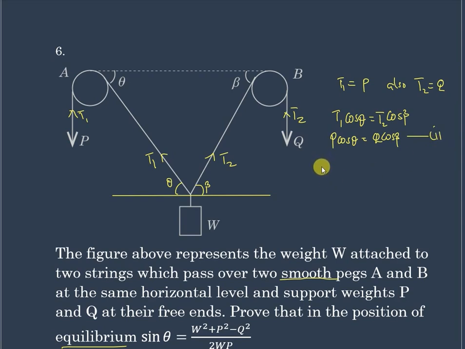Then you can write and say that, resolving vertically, we shall look at the vertical resolution. The vertical components of T2 and T1, both of those forces, are acting upwards. So the sum of the upward forces, which are the vertical components of those two tension forces, should counterbalance the weight acting downwards. The weight is supposed to act downwards. So we are supposed to have that T1 times the sine of theta plus T2 sine of beta should give us W.